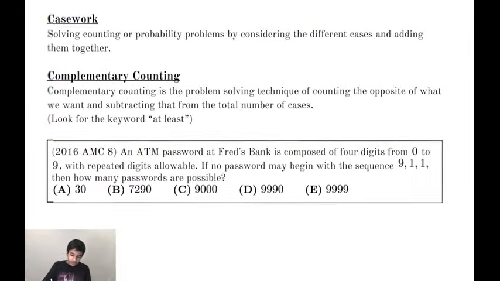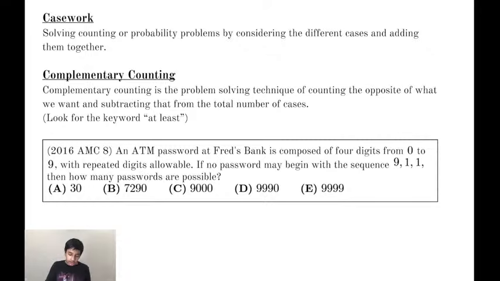And some strategies here. Casework is when you solve problems by considering the different cases and adding them together. Complementary counting is when you count the opposite of what you want and you subtract it from the total number of cases. And remember, when you see at least, that's a sign of complementary counting. You should probably want to use complementary counting most of the time.